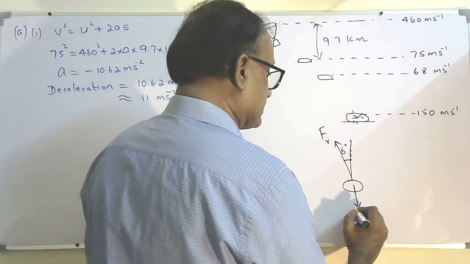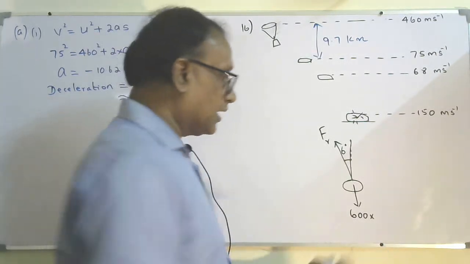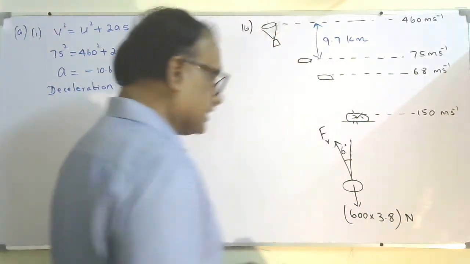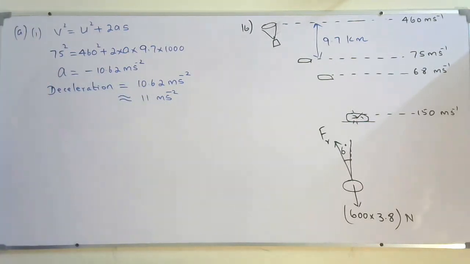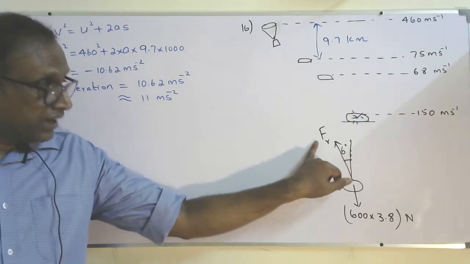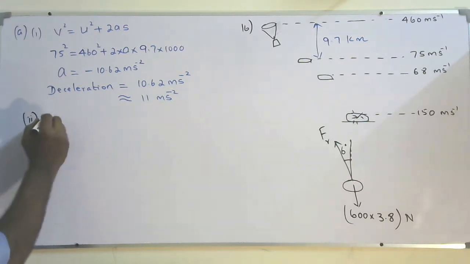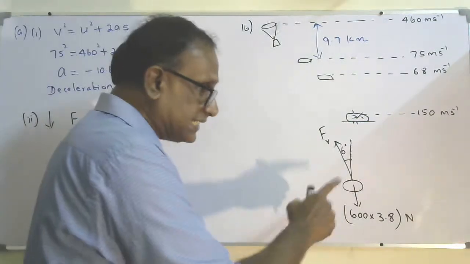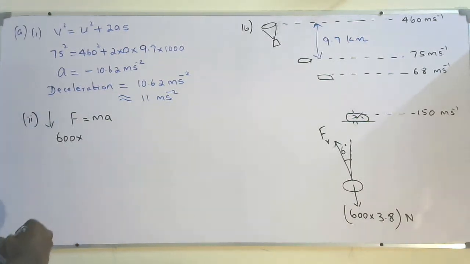So the weight of the probe is 600 times g, mg. g is given as 3.8 on Mars. So that's the weight of the probe. Okay, so we know its acceleration in the vertical direction is 10.62 meter per second squared. That's a deceleration. So I need to find FR, the total resistive force. So I should use the second law. I know it's decelerating. So downwards use F equals ma. So the downward total force will be, it's decelerating, 600 times 3.8. That is mg. So I'll write it as mg first.